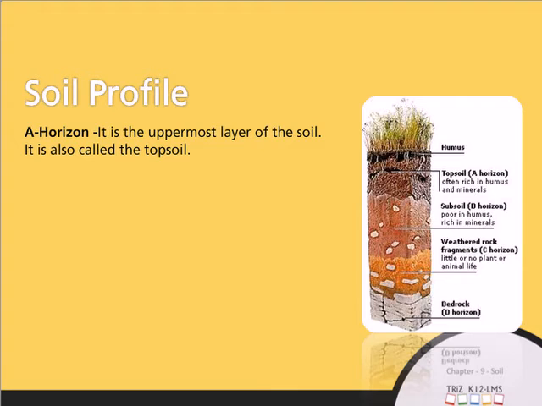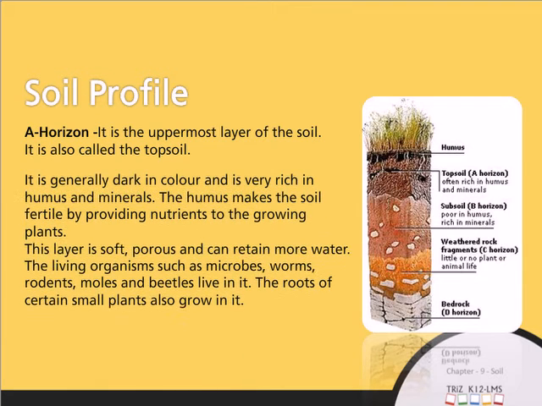A Horizon. It is the uppermost layer of the soil. It is also called the topsoil. It is generally dark in color and is very rich in humus and minerals. The humus makes the soil fertile by providing nutrients to the growing plants. This layer is soft, porous, and can retain more water. The living organisms such as microbes, worms, rodents, moles, and beetles live in it. The roots of certain small plants also grow in it.